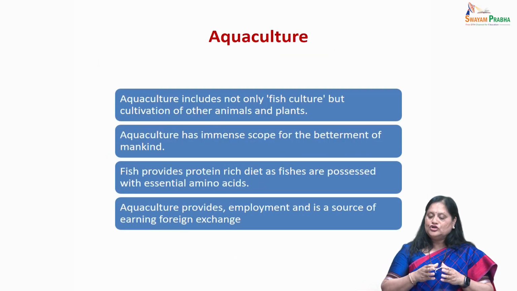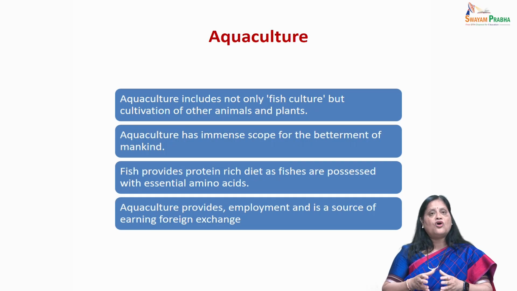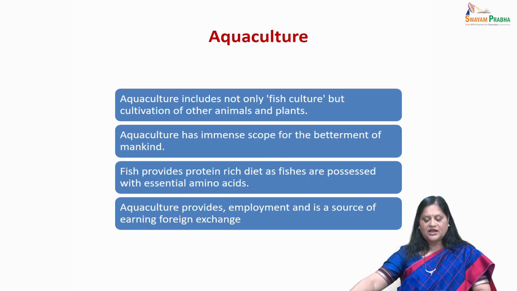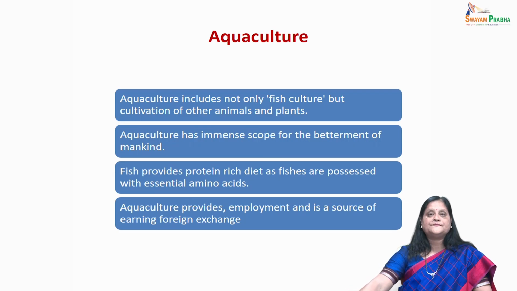Aquaculture includes not only fish culture but cultivation of other animals and plants. Aquaculture has immense scope for the betterment of mankind. Fish provides a protein-rich diet as fish possess essential amino acids. Aquaculture provides employment and is a source of earning foreign exchange.